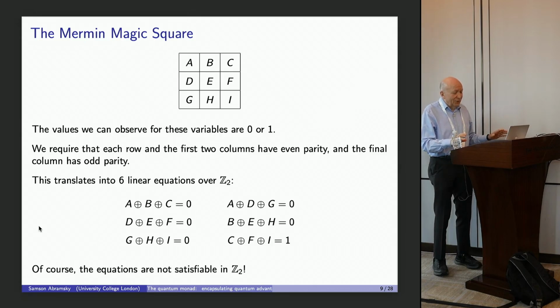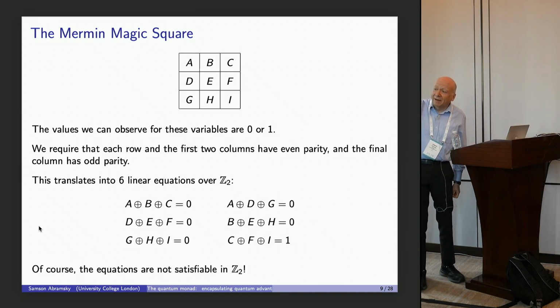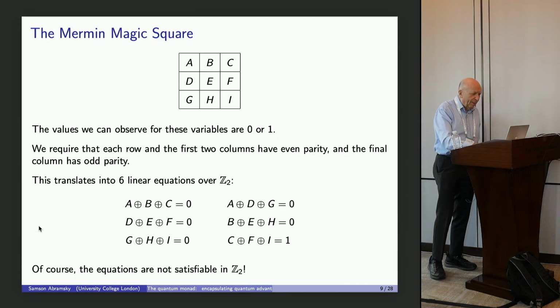There's no way at all we could set values in Z2, 0 or 1, to these variables which would satisfy these equations. The simplest way to see that is to sum all the left-hand sides, and you see that every variable occurs twice, so it must cancel in Z2, using addition mod 2 or exclusive OR. And if we sum the right-hand side, we get 1. So we're being asked to solve the equation 0 equals 1, which we can't do.